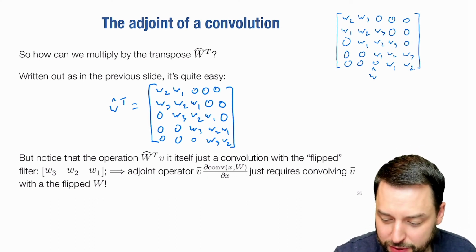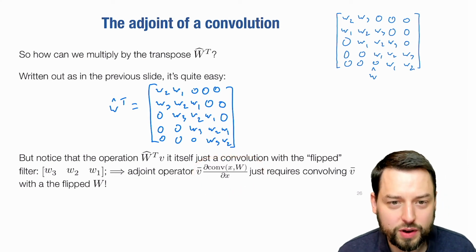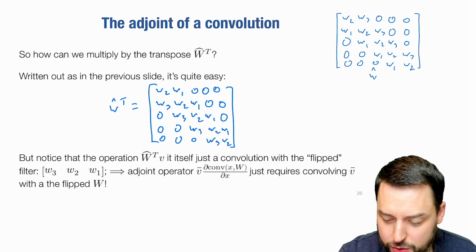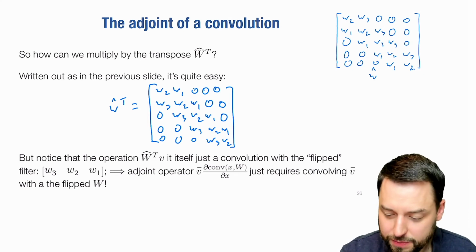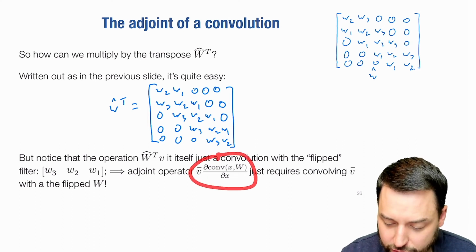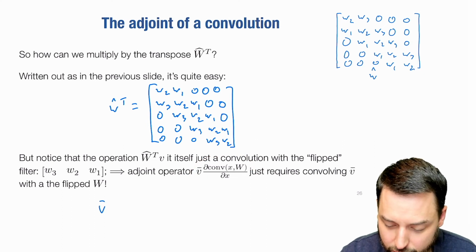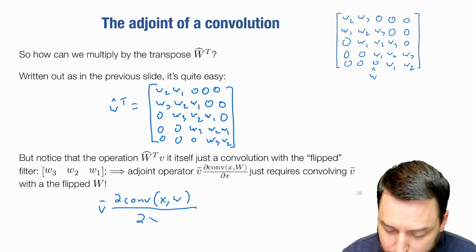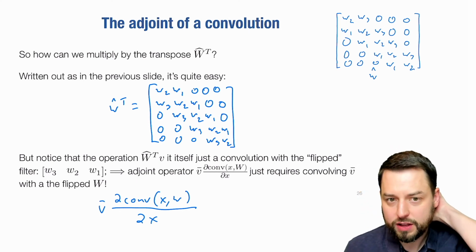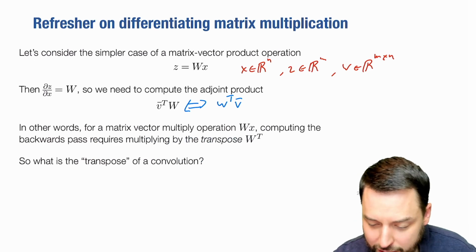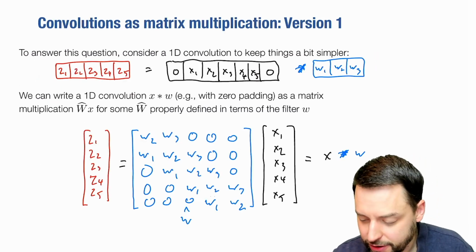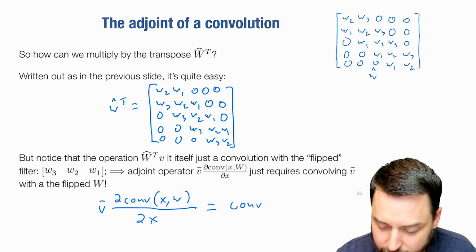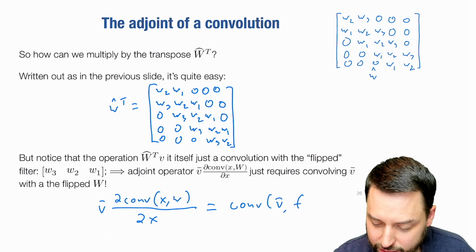So in other words, to compute this derivative, we wouldn't actually form the Jacobian or anything like that, nor do we even form this matrix. What we do to compute this term is say that our product with our adjoint term with respect to x, because remember, a few slides back we were talking about derivatives with respect to x, is just equal to the convolution of our adjoint term with the flip of W.